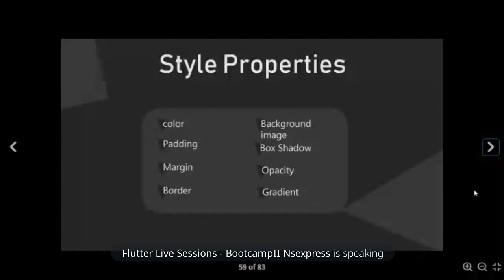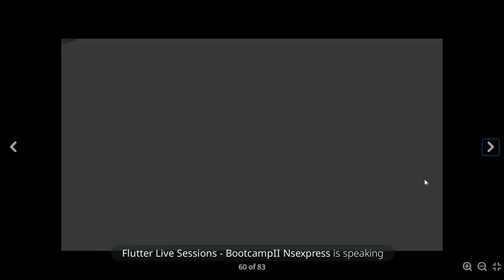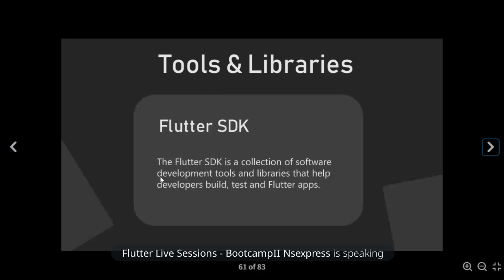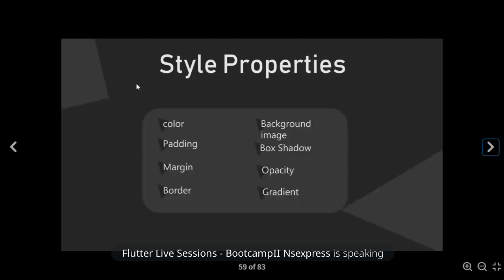In creating styles. We have color, padding, margin, border, background image, box shadow, opacity, gradient. So you understand each better. I don't want to dive in now because time is already fast spent. So we have color widgets in Flutter. So you have padding.